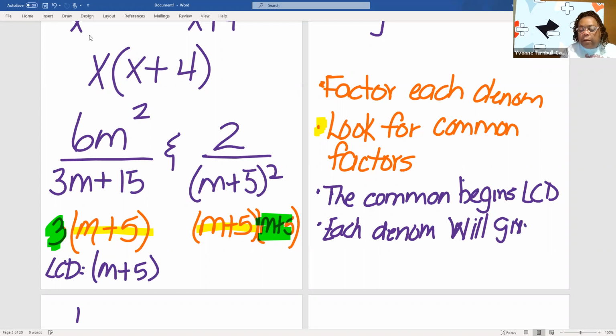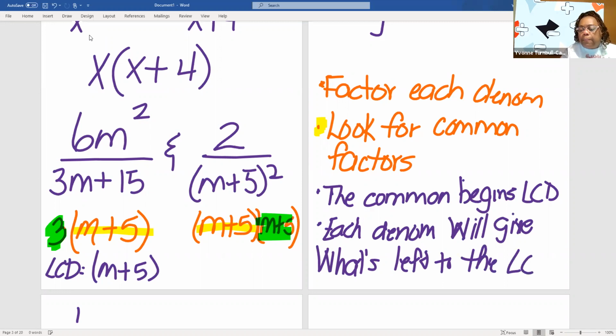Give what's left to the LCD, left to the LCD, to the LCD. All right.